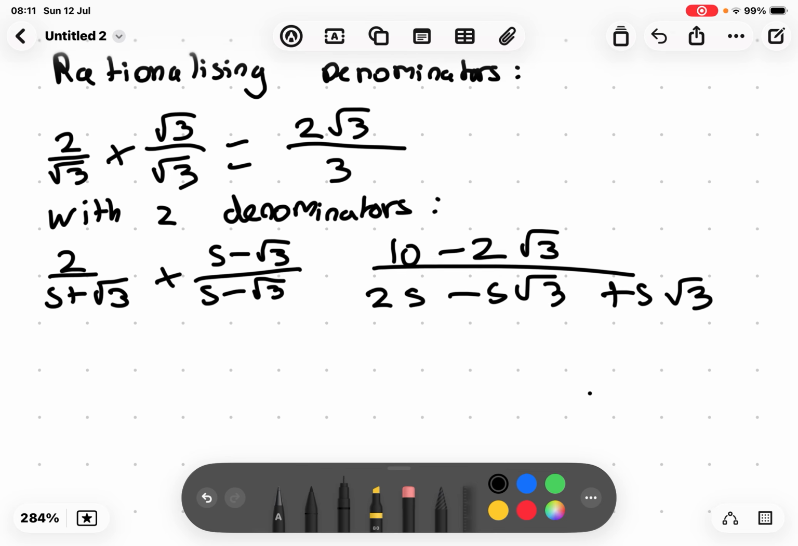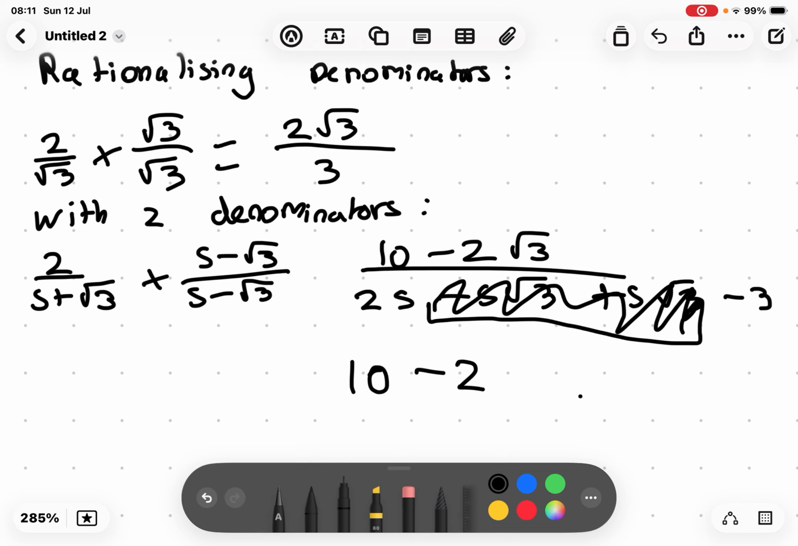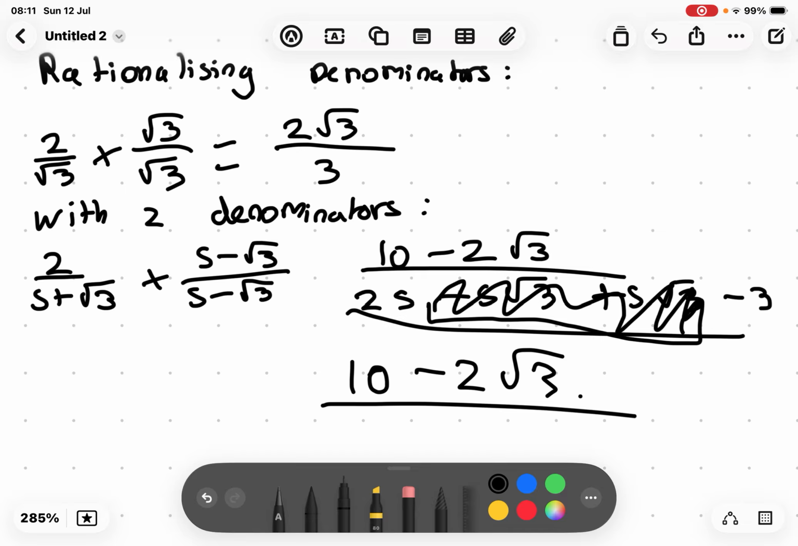And then root of 3 times negative root of 3 is going to be negative 3. And then because these two are exactly the same but with different signs, they just cancel out. So we have 10, negative this, and these two take away each other, 22. We have this left.